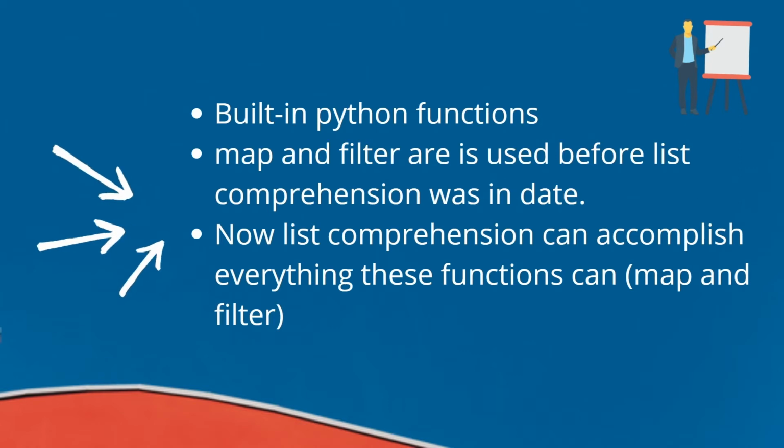Map and filter were used before list comprehension was in the picture. Before list comprehension, we extensively used map and filter. Now list comprehension can accomplish everything that map and filter can accomplish, and that's why we use list comprehension more than map and filter.